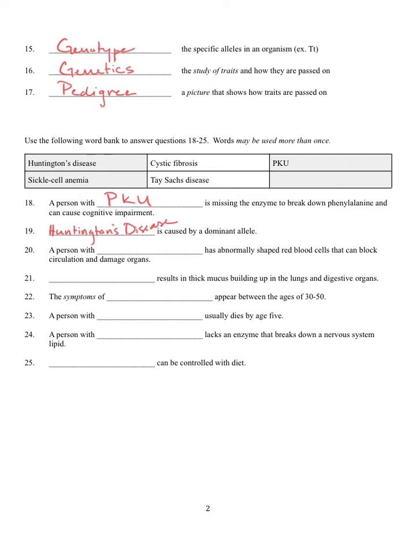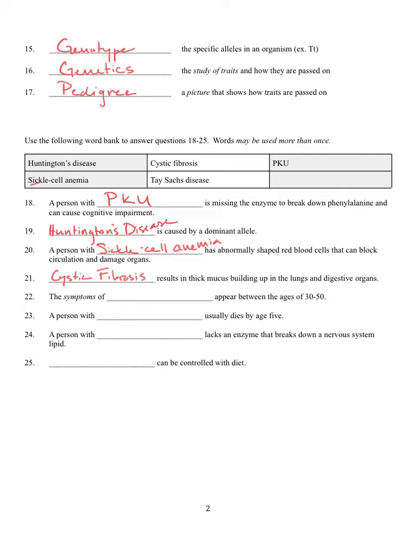Number 20, a person with blank has abnormally shaped red blood cells that can block circulation and damage organs. And that is sickle cell anemia. So when the hemoglobin protein is shaped incorrectly, it changes the shape of red blood cells, and that can cause organ damage because the red blood cells don't flow through blood vessels like they're supposed to. Number 21, blank results in thick mucus buildup in the lungs and digestive organs, and that is cystic fibrosis.